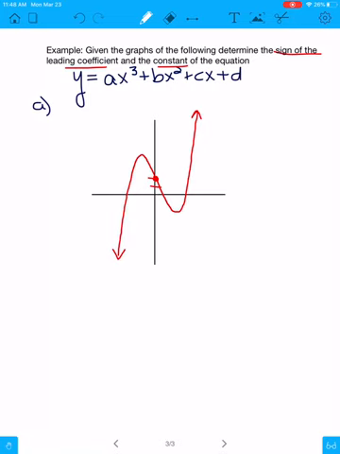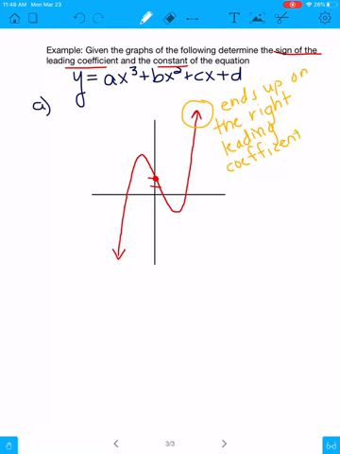And the sign of the leading coefficient. Well, I know it ends up on the right. So my leading coefficient is positive. What does that mean? My leading coefficient is the a value. So a is greater than 0.